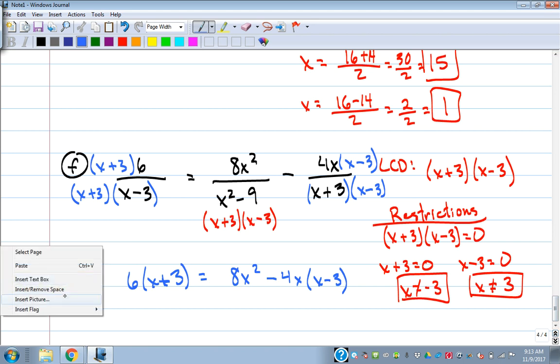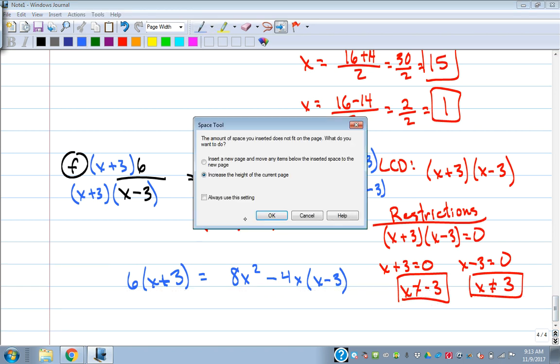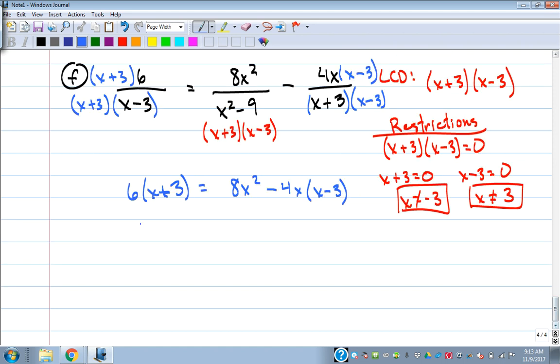Distribute where it needs distributing. So it'd be 6x plus 18, 8x squared minus 4x squared plus 12x. Simplify if possible. 8x squared minus 4x squared is 4x squared. And then what do we need to do now?